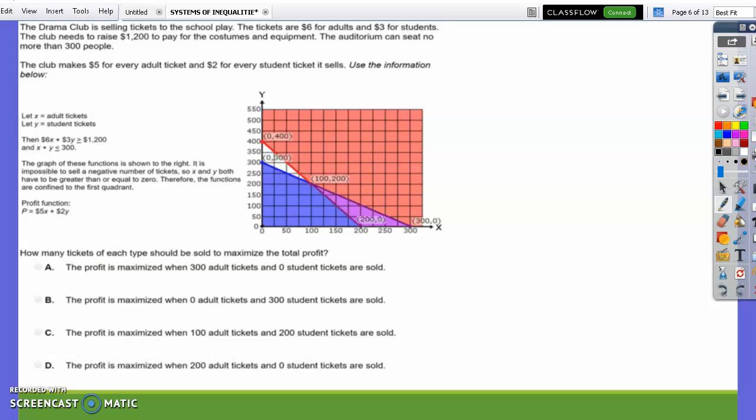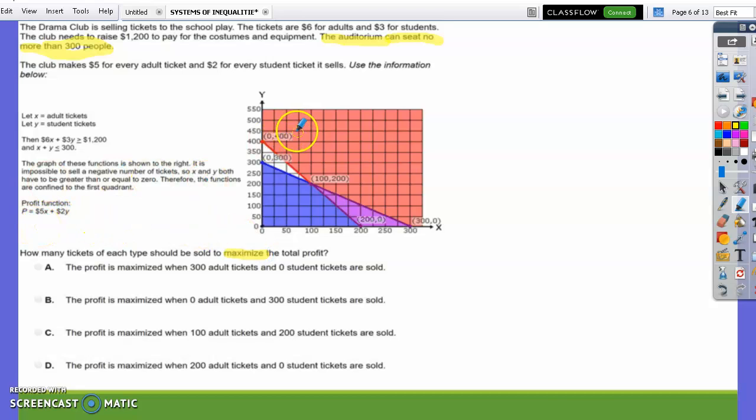So basically, the thing that I want you to take away from this, let me highlight it in yellow, is that the auditorium can seat no more than 300 people. Okay? So basically, that just means that we can't sell any more than 300 tickets. And then the question asks us, how many tickets of each type should be sold to maximize the total profit? So to make the P as big as you possibly can.